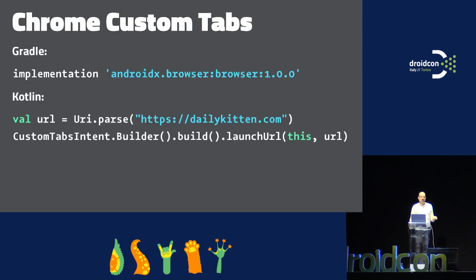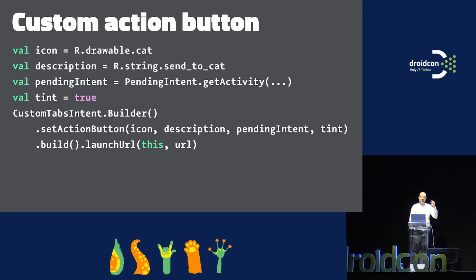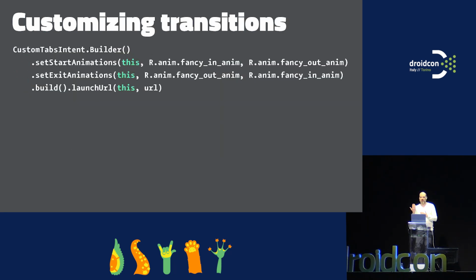And if you want to open a web page when the user clicks a link or something like that, this is what you do. You create the URL, you call custom tabs intent builder, build, and then launch that URL. That's how easy it is. You can adapt this one. You can set the color of the toolbar, for instance. You can also customize the action buttons that show up in the toolbar very easily, like setting a pending intent to that one, which is nice. Twitter does this, for instance. You can customize the transitions, what happens when you open the custom Chrome tab. So that's also a nice thing to do.